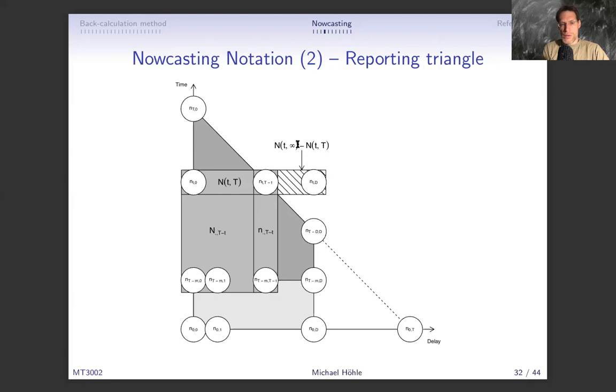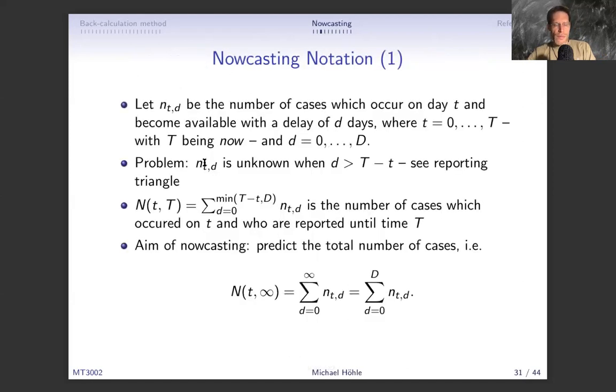But for convenience we'll say N_{t,∞} will be the true number of cases that happened at time t, but that we will ultimately see, right? So what is missing will be N_{t,∞} minus n_t. That's the part which will be missing, which will be the shaded part of the reporting triangle, right? So going back to our original slide here, N_{t,d} is unknown when d is bigger than T minus t, right?